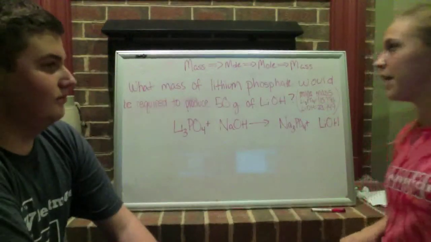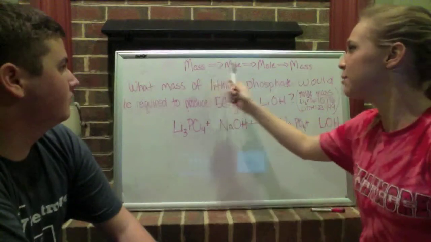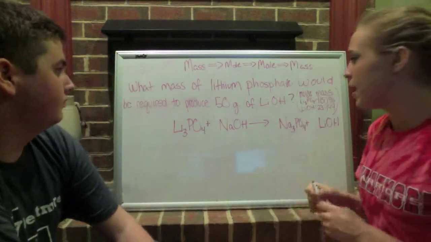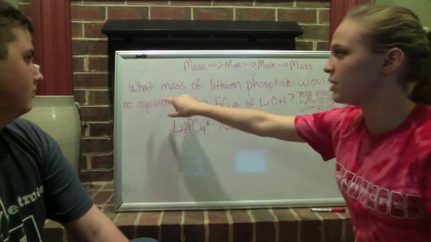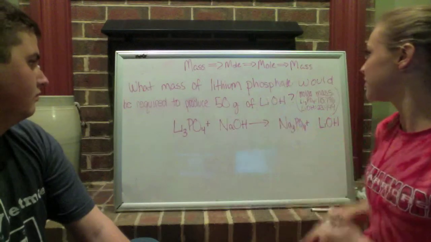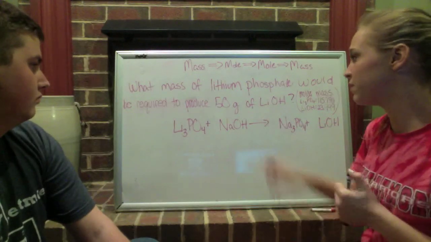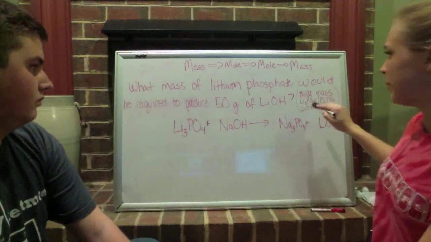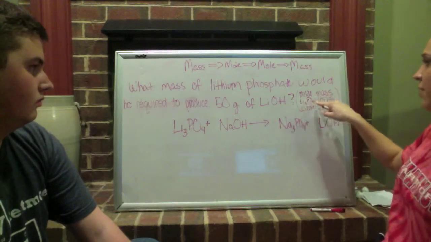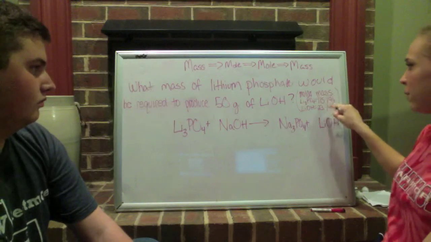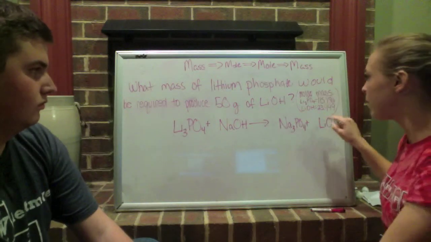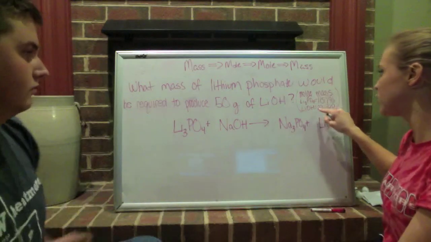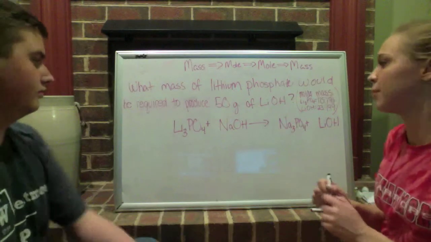Okay, so the next problem we're going to do is mass to mole, mole to mass. First, the question reads, what mass of lithium phosphate would be required to produce 50 grams of lithium hydroxide? Usually you would be given your molar mass. Lithium phosphate is 115.796 grams per mole, and lithium hydroxide is 23.949 grams per mole.